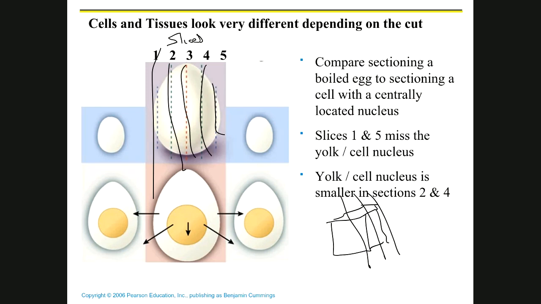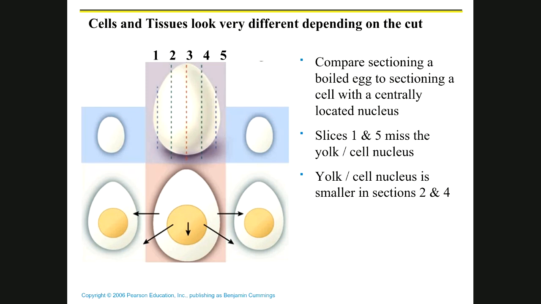Well, everybody in here knows what a boiled egg looks like, probably. But does everybody in here know what cells look like? All the cells of the body? Probably not. They all look different. And so when you look at a tissue, it's basically a bunch of cells that have been sliced. And depending on where the cut was made, you may get a cell that looks like this.